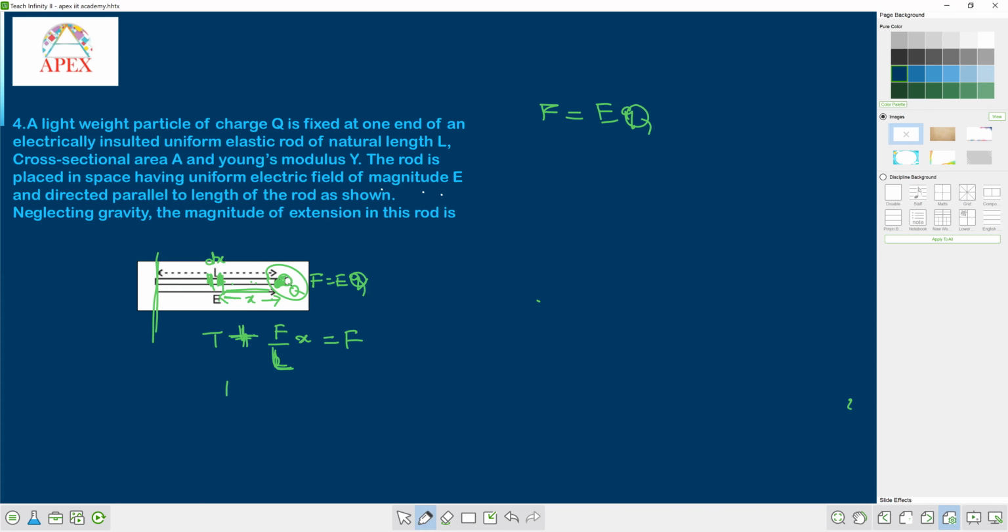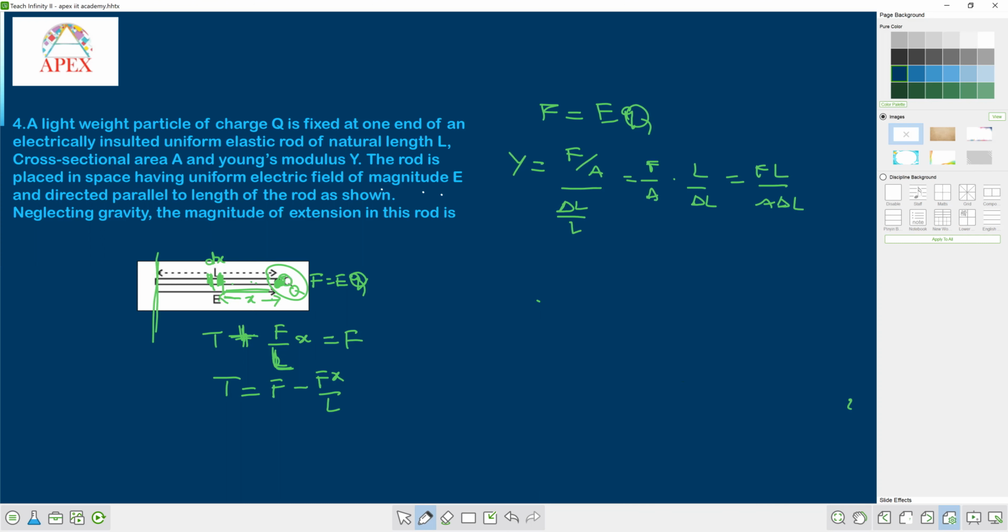In this particular case, what can we write for T? T is nothing but F minus Fx by L. Now, if you consider the equation for Young's modulus, what is the equation for Young's modulus? It is stress by strain. Stress means force per unit area. Strain means change in length by initial length. You can also write it as F by A into L by delta L. So finally, Y equals FL by A delta L.